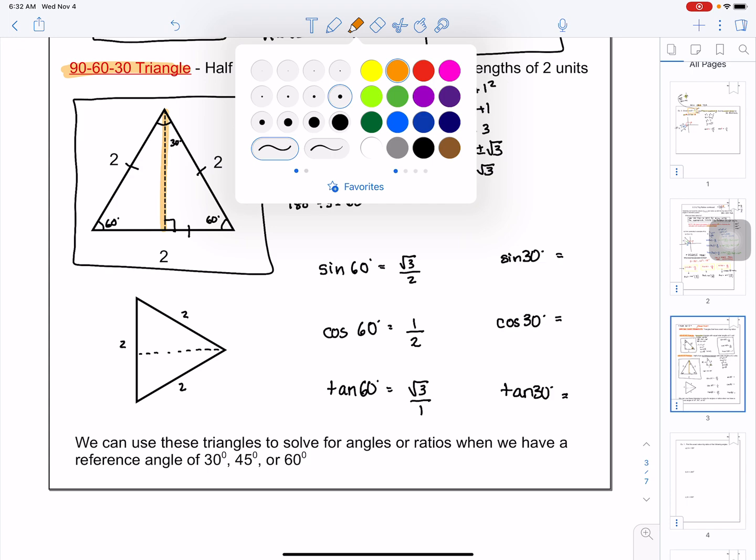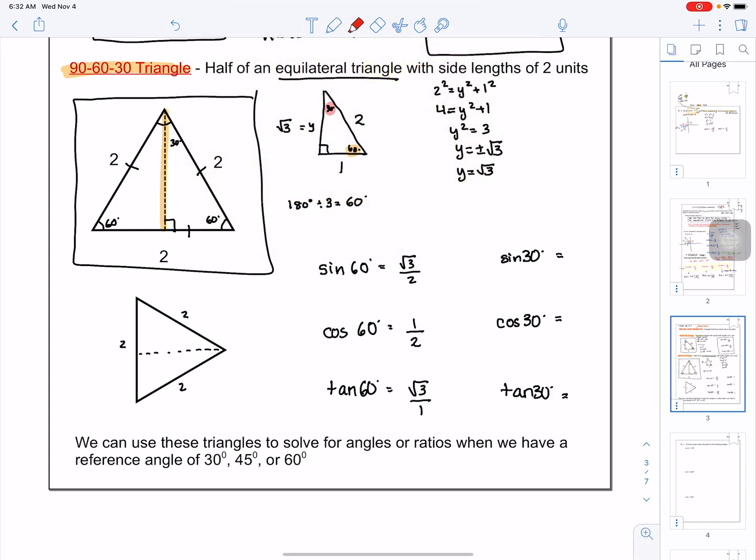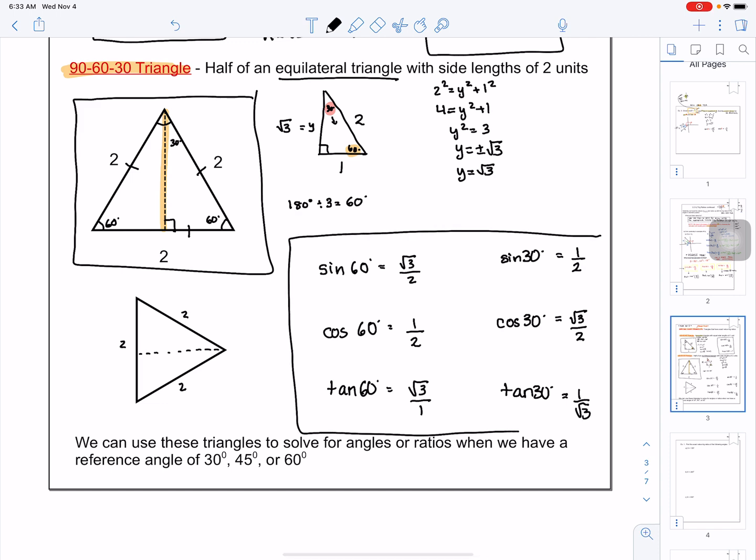And then when I do the other ratios at 30 degrees, I'm going to look at the 30-degree angle and label my opposite, adjacent, and hypotenuse. So from 30, that would be opposite, the 2 would be hypotenuse, and then the root 3 would be adjacent. So sine would be opposite over hypotenuse, cosine would be adjacent over hypotenuse, and tan of 30 would be opposite over adjacent. So the values are very similar for 60 and 30, but the cosines and sines get reversed and the tans become reciprocals of one another.